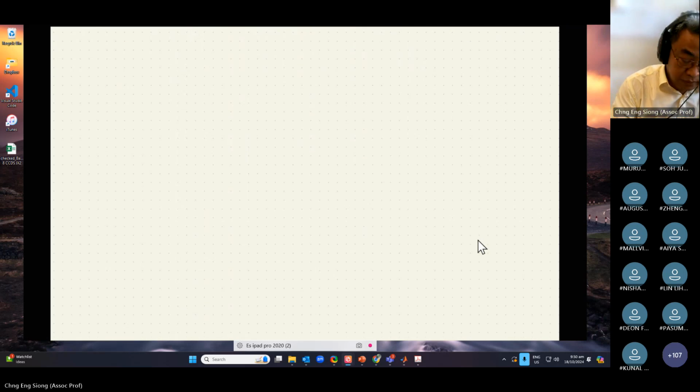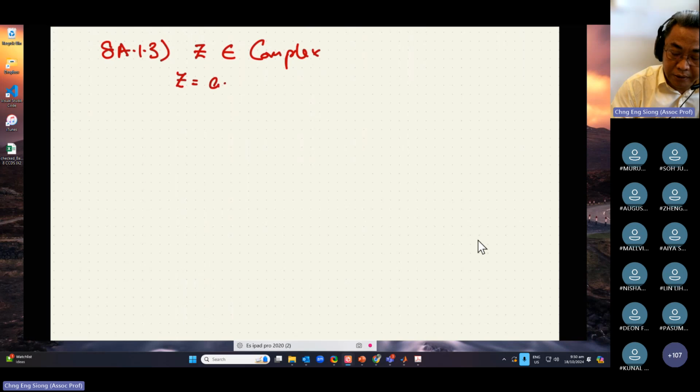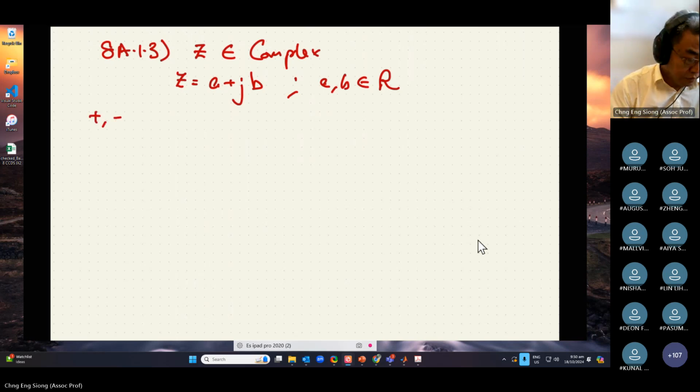Arithmetic. 8a.1.3. Z belongs to the complex numbers. Z is equal to A plus jB, with A and B real. What can we do? Plus and minus. Let's have Z1 plus Z2. So Z1 equals A1 plus jB1.